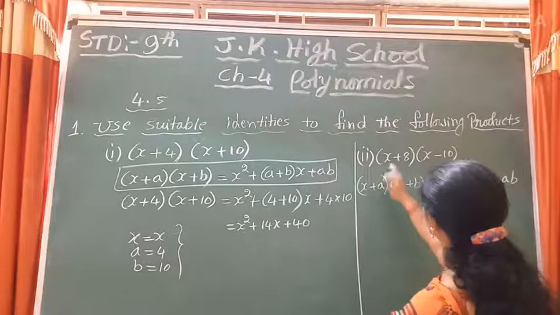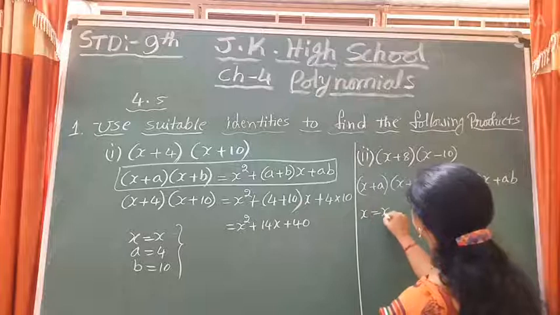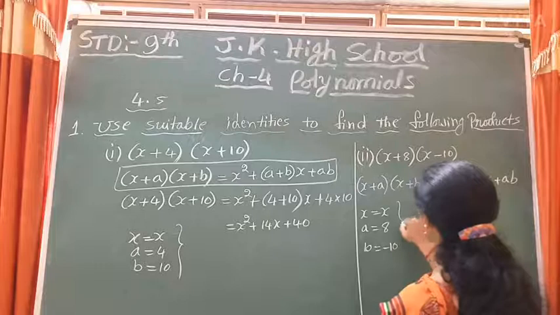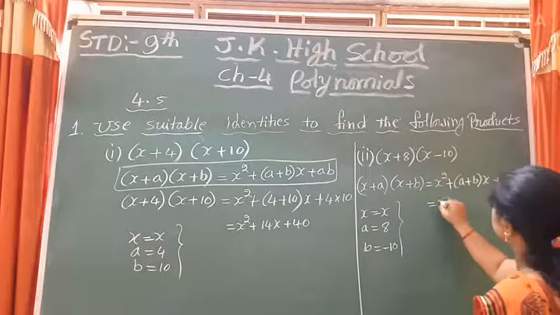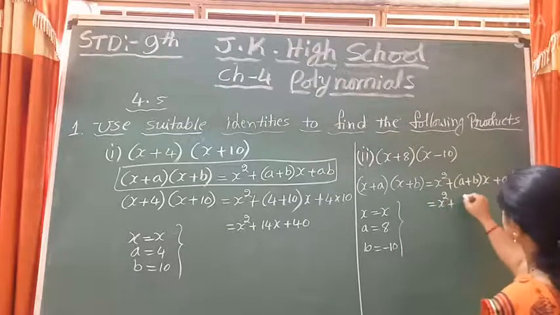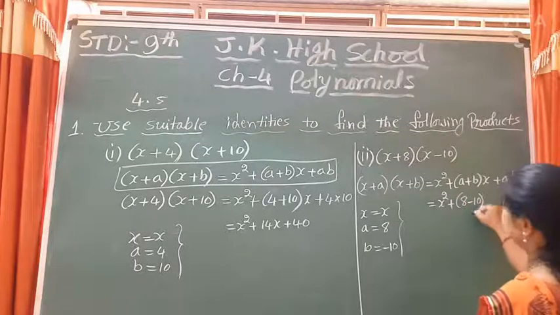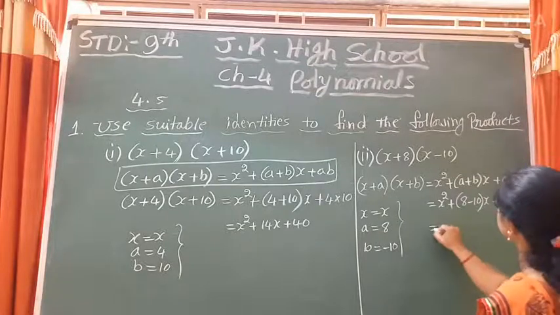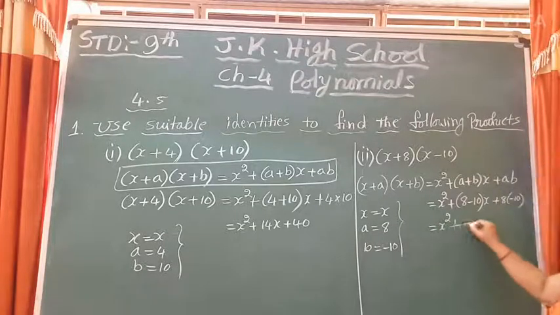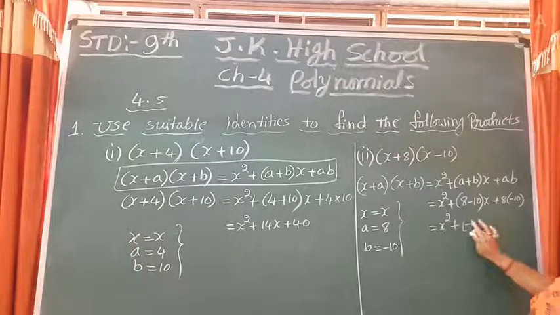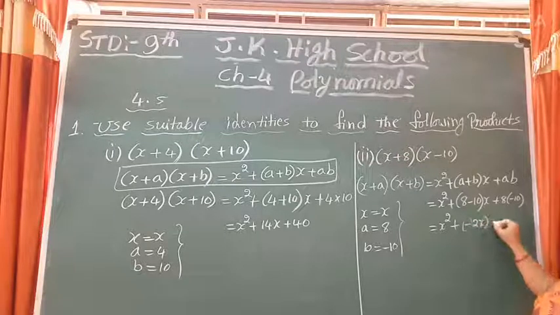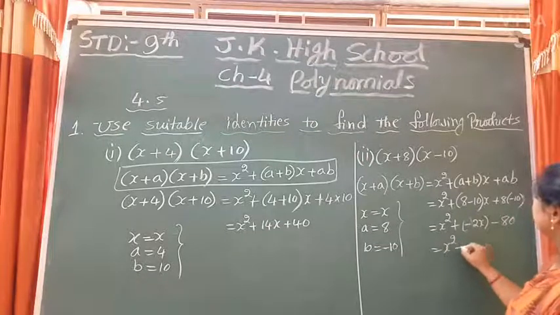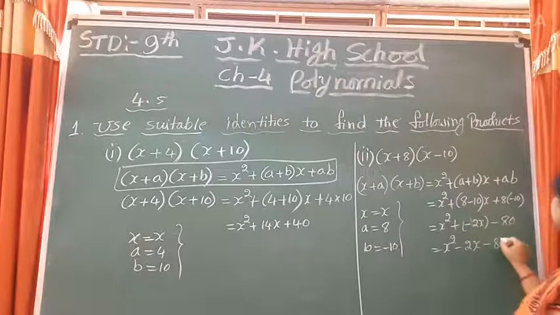Okay children, substitute in place of x, x only is there. In place of a, 8 is there. In place of b, minus 10 is there. So if I substitute, then it will become x square plus 8 minus 10 x plus 8 into minus 10. So if I substitute, x square minus 2x, then minus 80. So it becomes x square minus 2x minus 80.